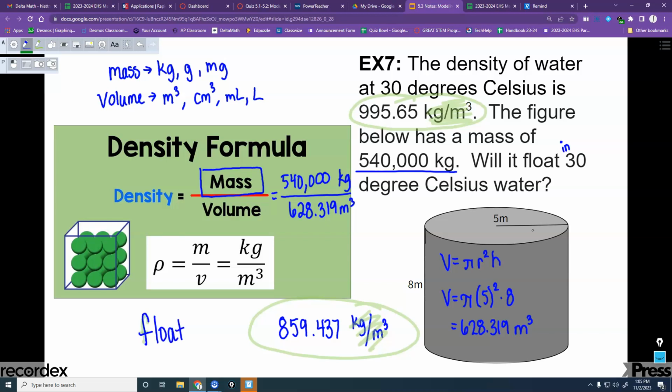The water bottle has 500 milliliters. We could weigh it, although I don't have a scale, and we could find some density there. Although yours is not full of water, so its density would be different. So this would float. If you had something with a density greater than 995, it would sink.